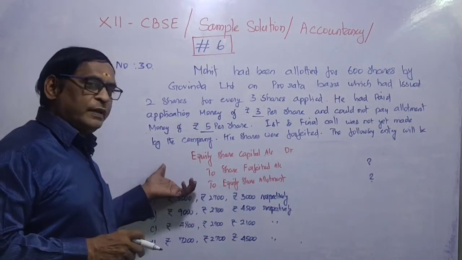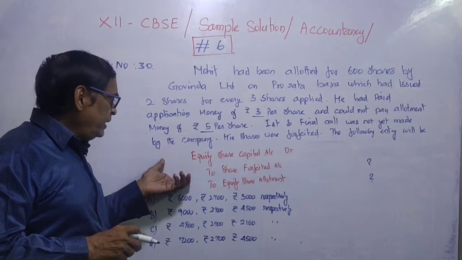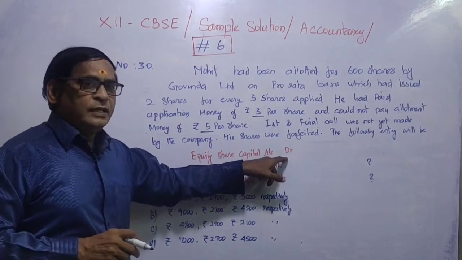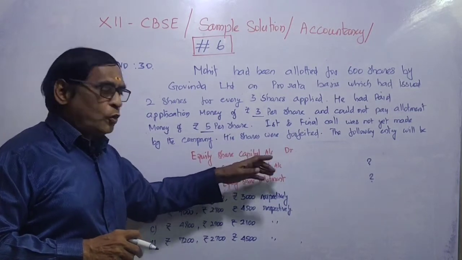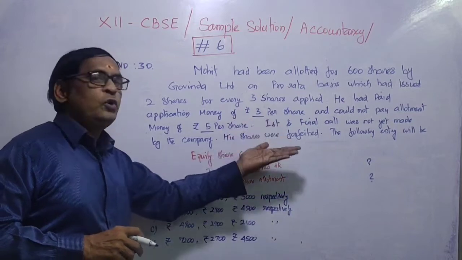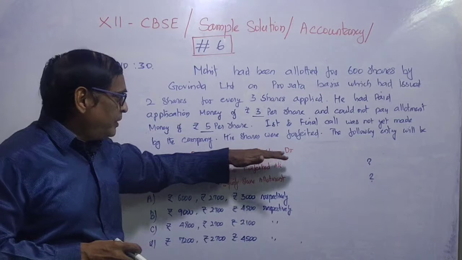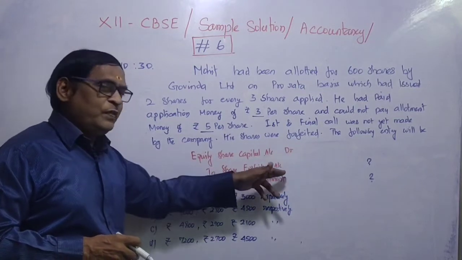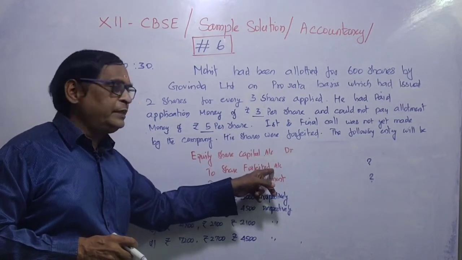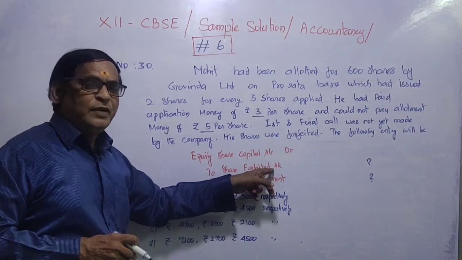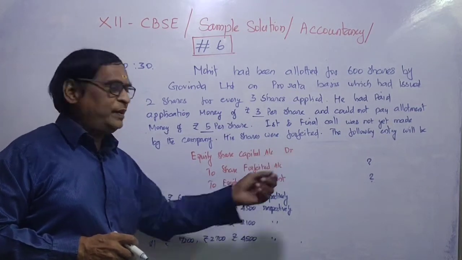So the entry is given. The entry will be a forfeiture entry. So equity share capital we have to cancel. Equity share capital account was formerly in credit, so we have to transfer. Against forfeiture, the equity share capital account should be debited and share forfeiture credited. Forfeiture means the amount collected from the shareholder is a benefit to the company. So that is the share forfeited account.